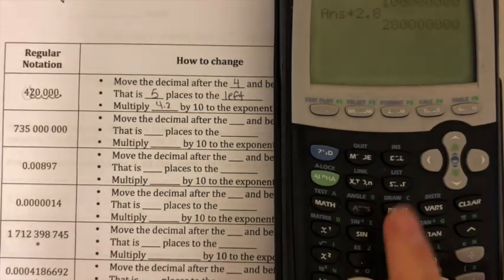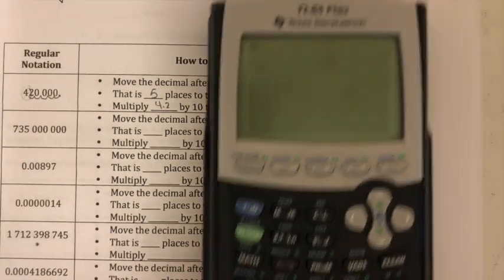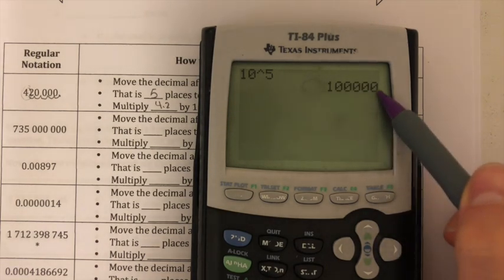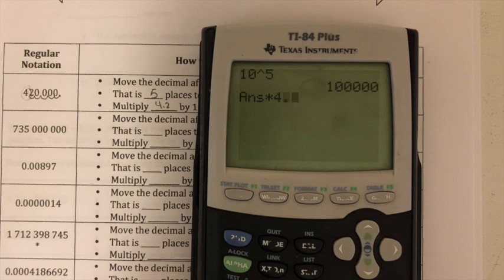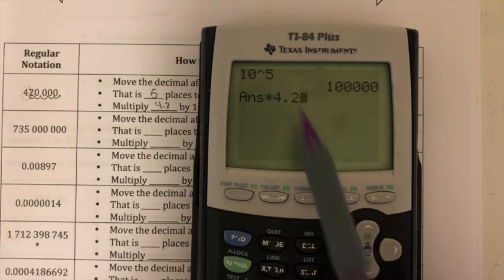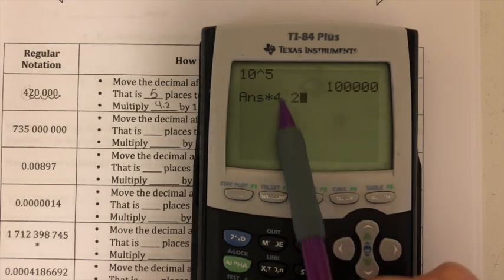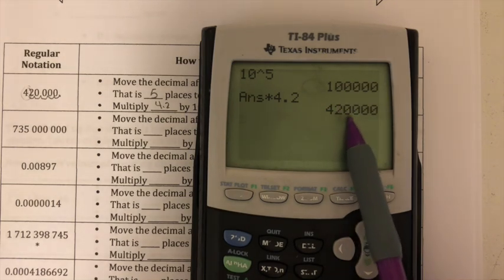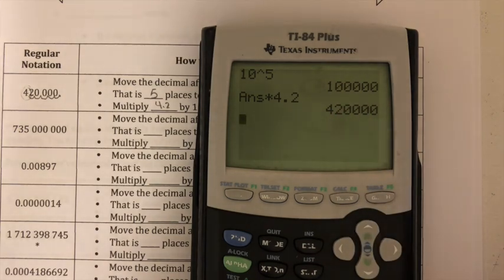To summarize a little bit, 10 to the exponent of 5 is 100,000. If we multiply that by 4.2, we get 4 full sets of 100,000 and then 0.2. So that gives us the 4 full sets of 100,000, and then 20% of 100,000 is the 20,000. So that's how we get that number.